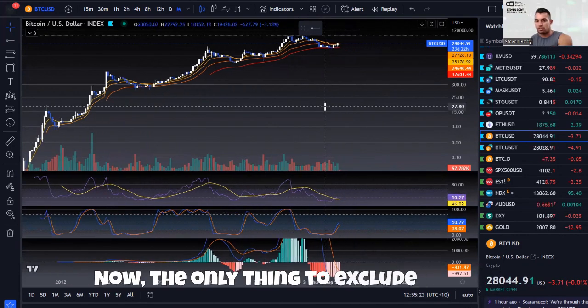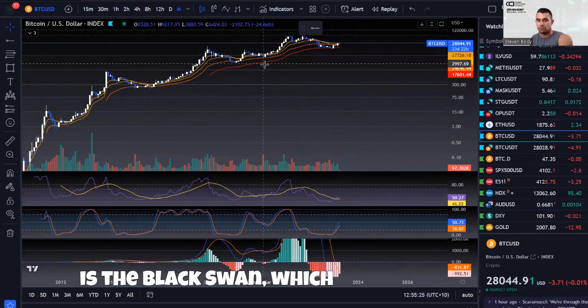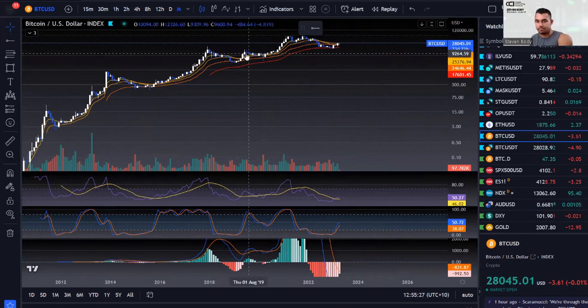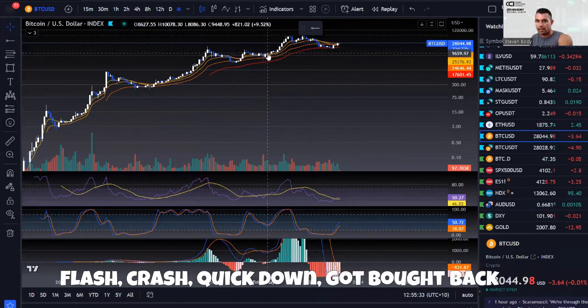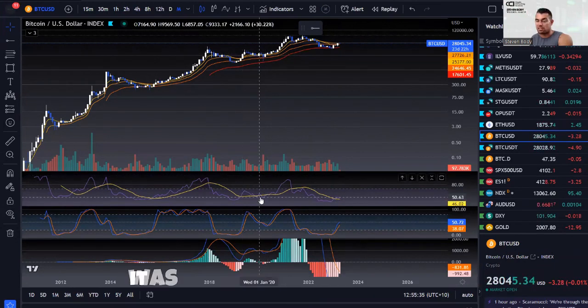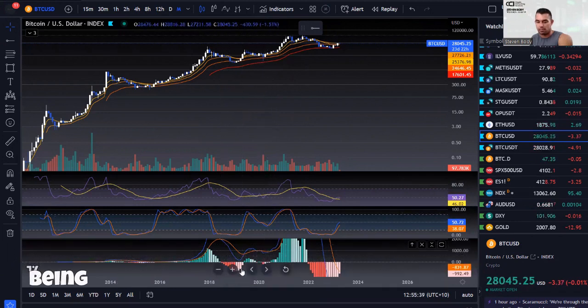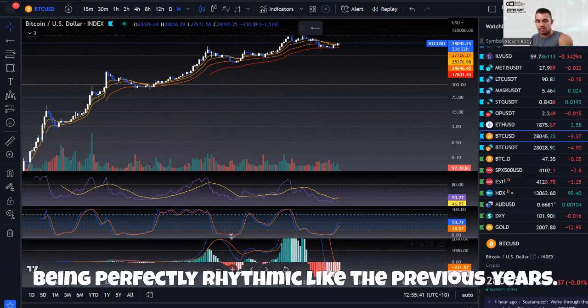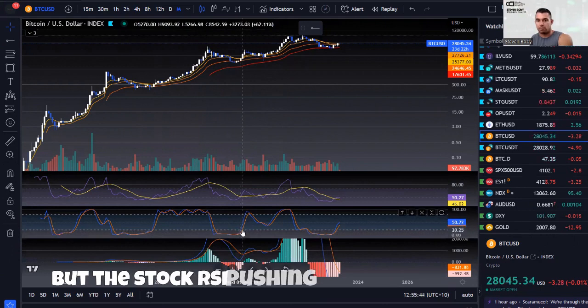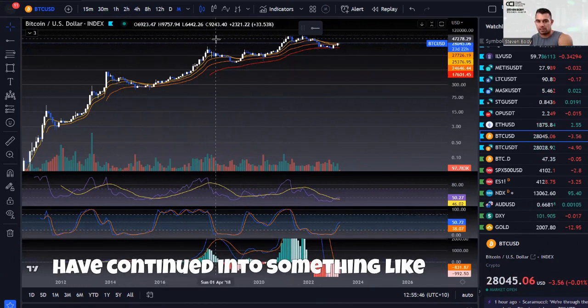Now, the only thing to exclude in here is the black swan, which was March 2020. But you can see we've used the 10 to 21 as support the whole time. Flash crash, quick down, got bought back up above the 10 EMA over a month. It was just a month movement. And you can see here there's just a hiccup in the MACD without it being perfectly rhythmic like the previous years. But the stock RSI pushing on the way up would have continued into something like this, in my opinion.